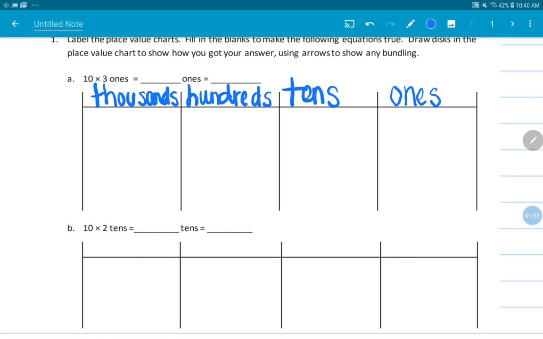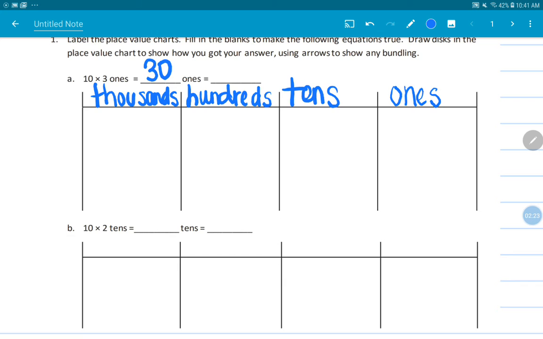Alright, so the next part says to fill in the blanks to make the following equations true. So in part A, it says 10 times 3 ones equals how many ones? 30. What is 10 times 3? 30. And we're still in our ones place value. So 10 times 3 ones equals 30 ones.